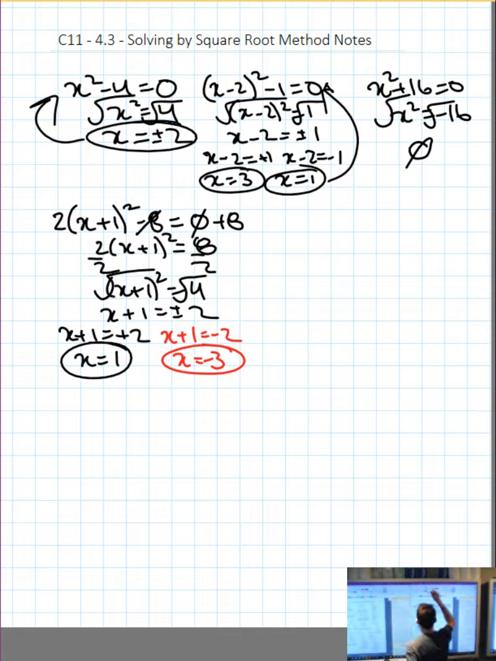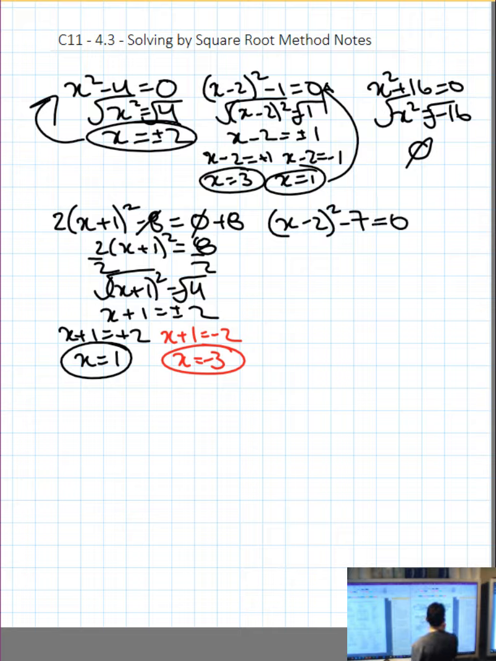Two answers, check your answer. Do it a different way. FOIL it out. Put it in your graphing calculator. Find the x-intercepts, etc.